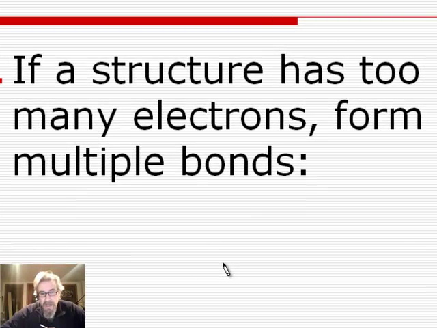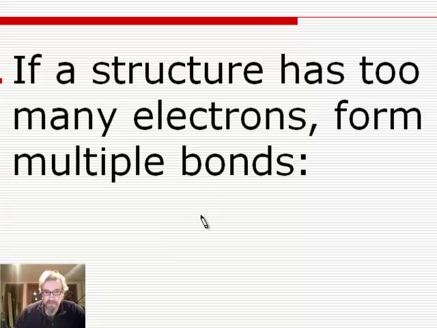The next thing you have to do is count, and you remember you added up all those electrons in the first step. You want to make sure that the structure you've made has the right number of electrons. If it has too few electrons, well, we're going to deal with that later on. But one common problem is the structure has too many electrons. If that's the case, you want to form multiple bonds. Like this is an example.